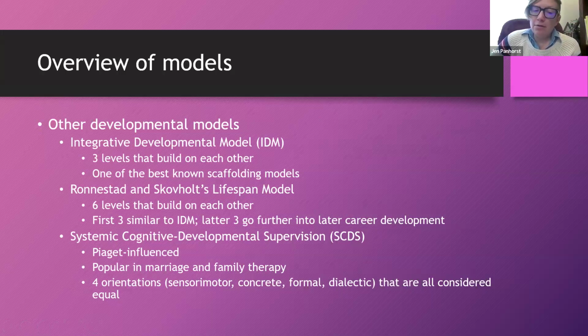And then there's also systemic cognitive developmental supervision, or SCDS. This is one that does actually incorporate a little bit from psychotherapy, since a lot of it is influenced by Piaget. And this is a particularly popular one in marriage and family therapy. This is the only one that we're covering today that doesn't have scaffolding. Instead, there are 4 orientations and they're all considered equally important tasks to complete professionally.